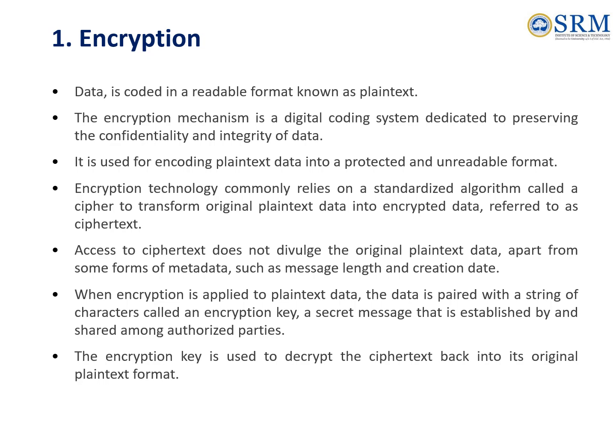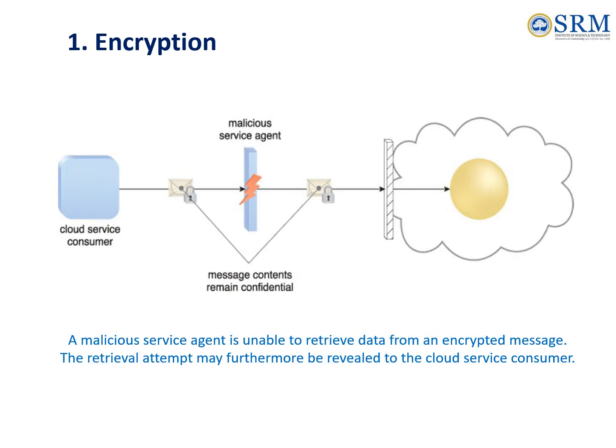Encryption uses a secret value called a key to convert plain text into ciphertext. Only authorized users with the correct key can decrypt the information back to its original form. Now look at the diagram shown here. The cloud service consumer sends an encrypted message towards the cloud service. Even though a malicious service agent intercepts the message, the attacker cannot understand the contents because the data is encrypted. So encryption mainly helps maintain confidentiality in cloud computation.